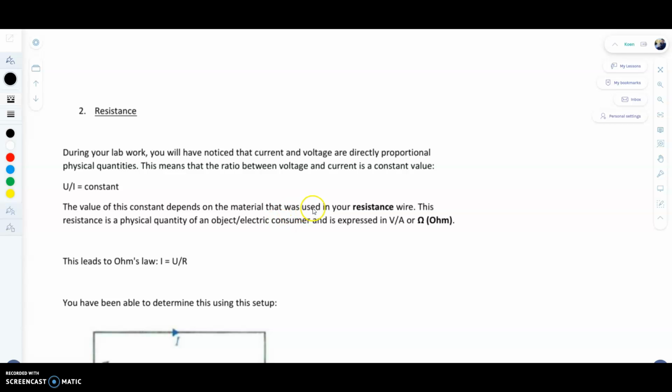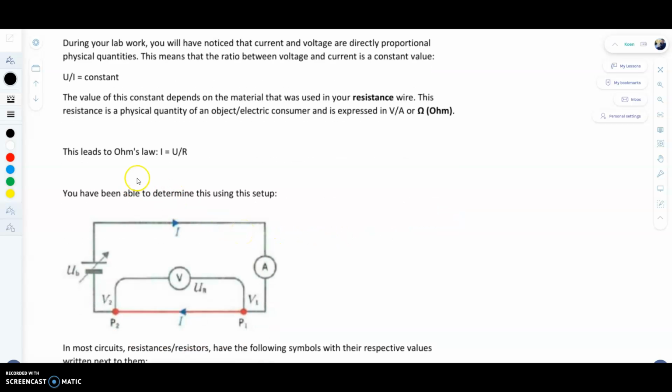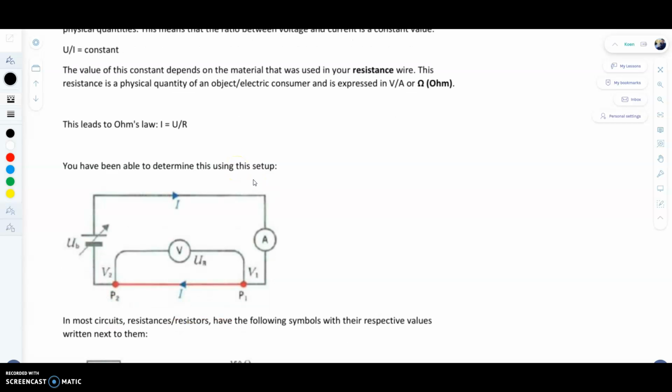That constant is dependent on the material your conductor is made out of. So it is expressed in a new unit, the amount of volts needed per ampere of current it causes, and that is the new symbol, the Greek letter omega, for Ohm's law. Ohm's law states that current is directly proportional to voltage, but inversely proportional to the resistance of the wire or the device that you use.